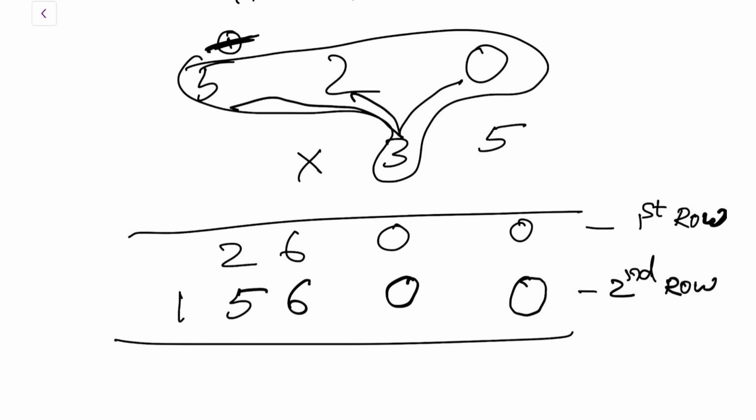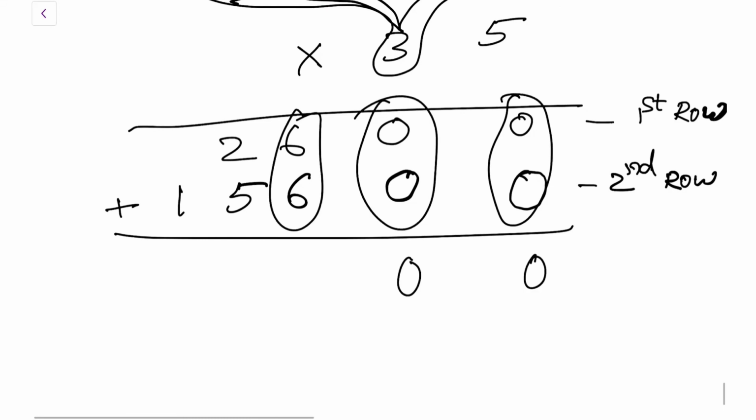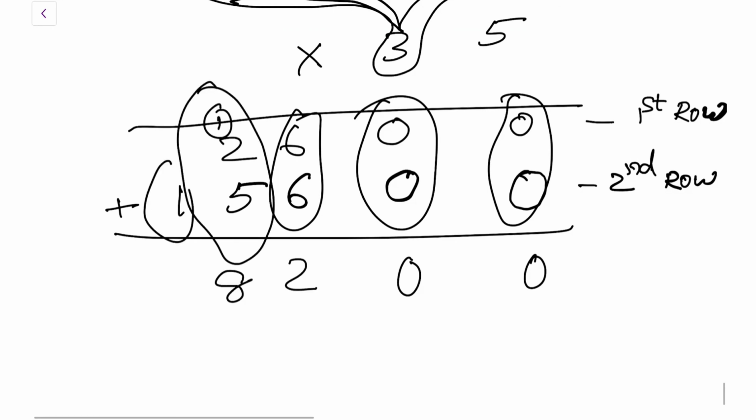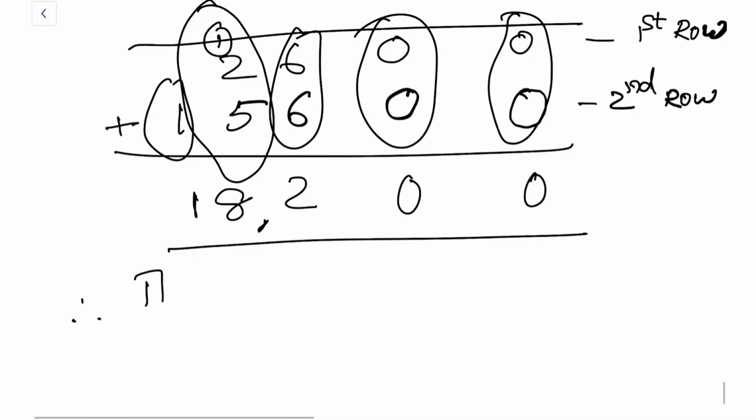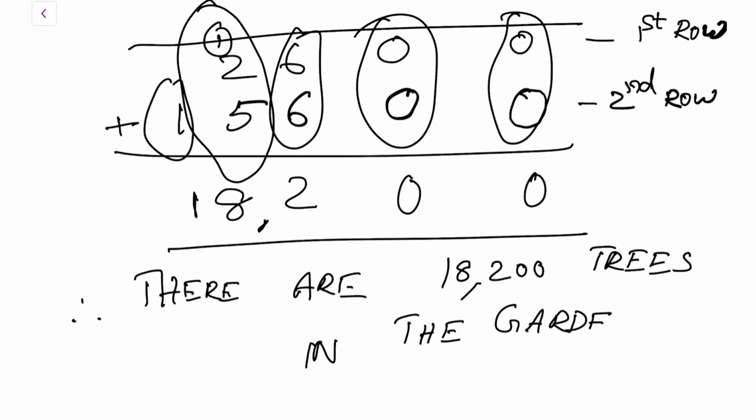What's left? Adding both the rows. Superb. 0 plus 0 is 0. 0 plus 0 is 0. 6 plus 6 is 12. 5 plus 2 plus 1 is 8. And 1 plus 0 is 1. 18,200. That means, therefore, there are 18,200 trees in the entire garden. Got it? This is how you can use multiplication to solve word problems.